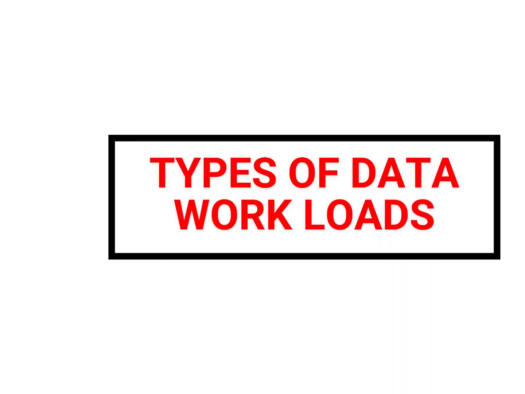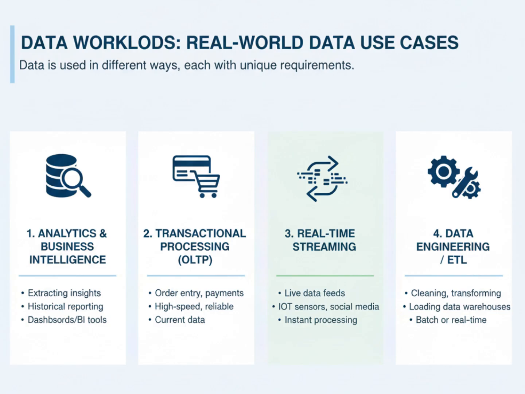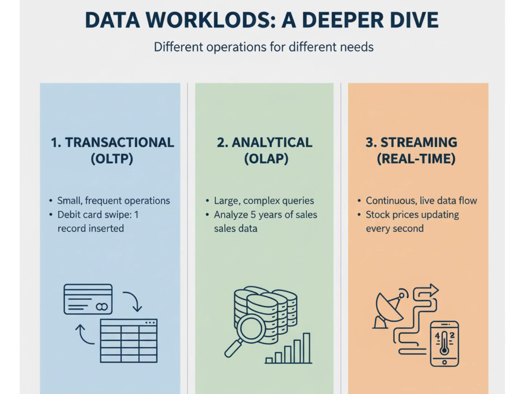Types of data workloads. In the real world, data is used in different ways. These are called workloads. Transactional workloads, also known as OLTP. These involve lots of small, frequent operations. Example, every time you swipe your debit card, one record is inserted. Analytical workloads, also known as OLAP. These involve large complex queries on huge amounts of data. Example, a retail company analyzing 5 years of sales to find the best-selling products.